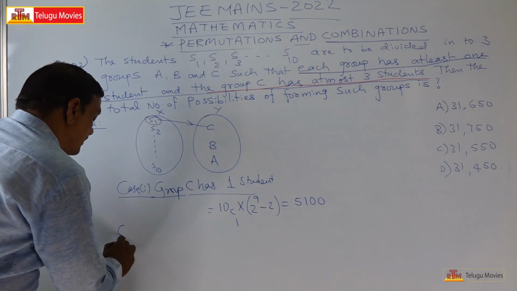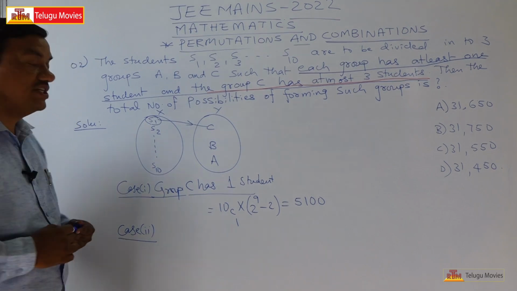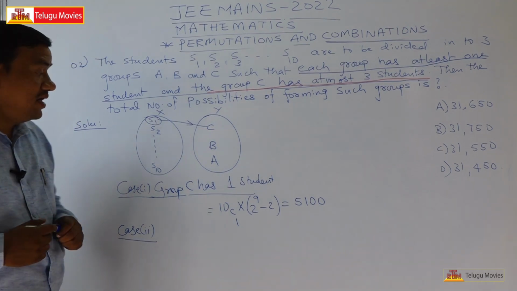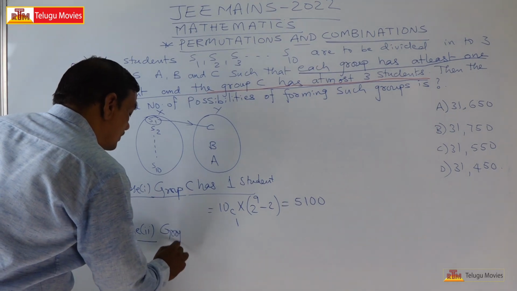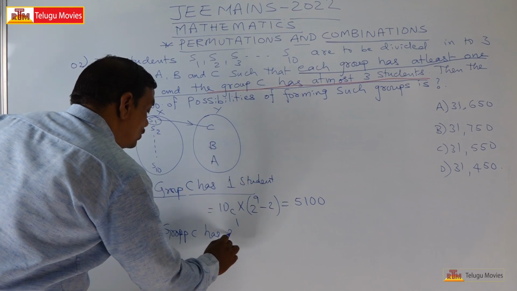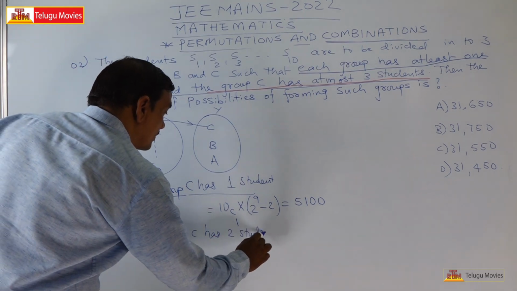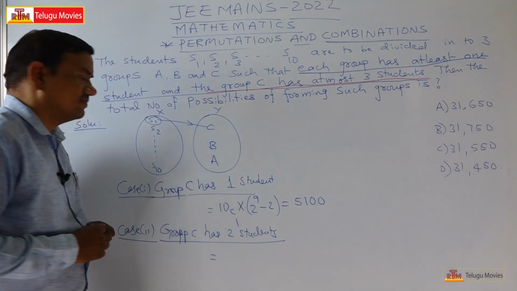Let us take case 2. Let us take that group C has 2 students. Group C has 2 students.